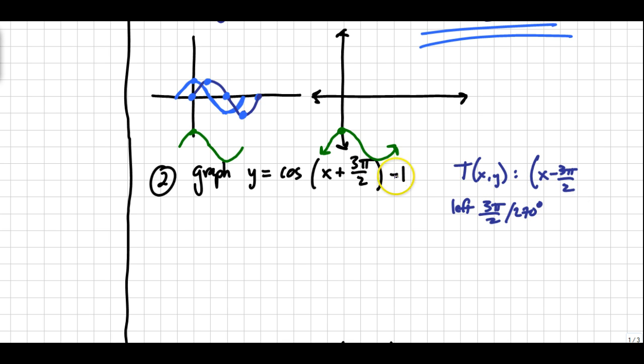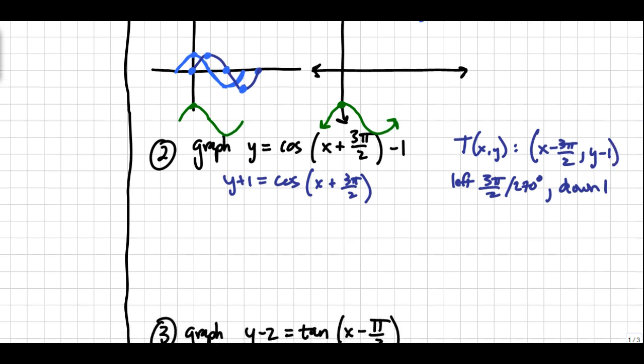And then the negative 1 here, if I brought it back over to the y side, it would be a y plus 1. So I know that in the rule, it's going to be y minus 1. Because the rule and the equation are always opposite. So that's going to mean that it's going to move down 1. So now let's go ahead and make a quick sketch of that, and then we'll do our final draft.